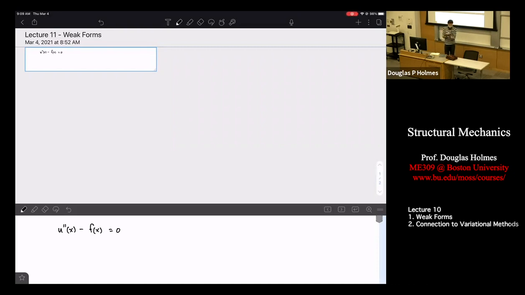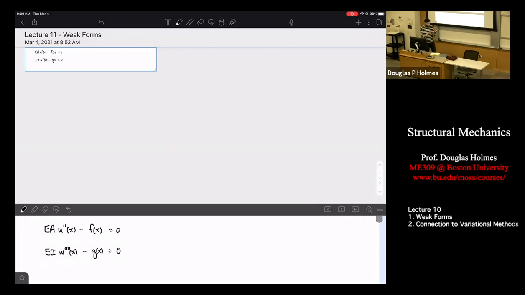Oh, there should be an EA over here, shouldn't there be? EA. And you probably had something that was like EI times the fourth derivative minus Q of X is equal to 0. These look familiar?